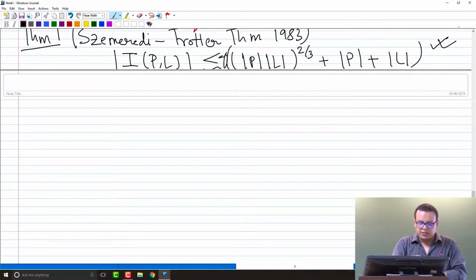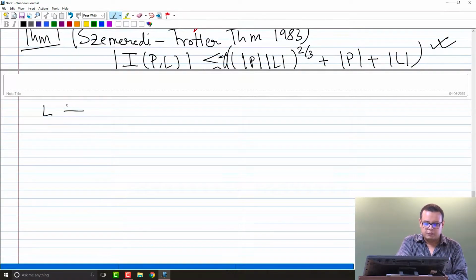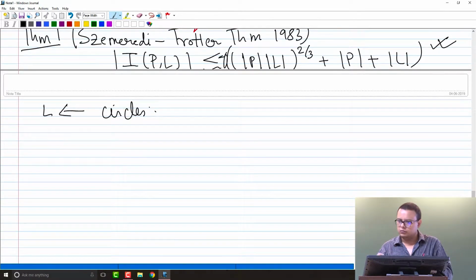This estimate still goes through if L is replaced by circles. There are some slightly more general bounds for general algebraic curves satisfying some particular properties, which includes the family of circles and lines, but we will stick to these simple objects, because the main ideas are in these objects. Once you understand the proof of this, you can to some extent reconstruct that proof also, and get those bounds. Okay.